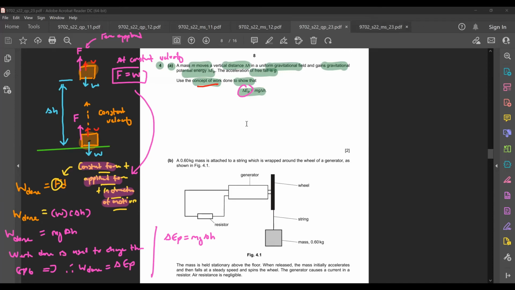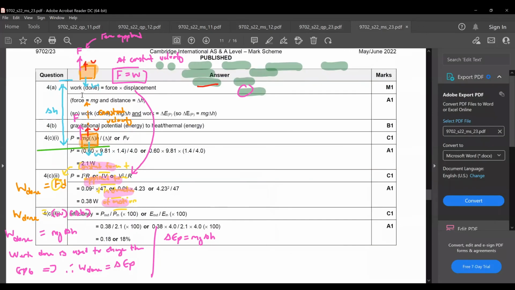But let's just see how your marking scheme worded it. So they say work done is force times displacement. The force is mg and the distance is delta H. So work done is mg delta H and work is delta EP. So you get this, no? Okay. This one is a derivation worth 2 marks.